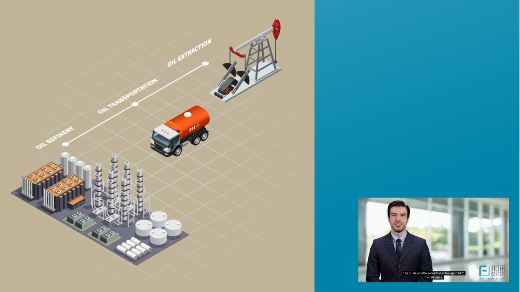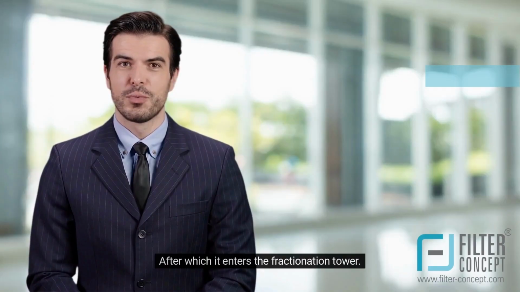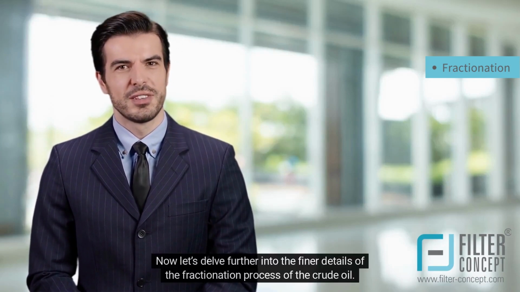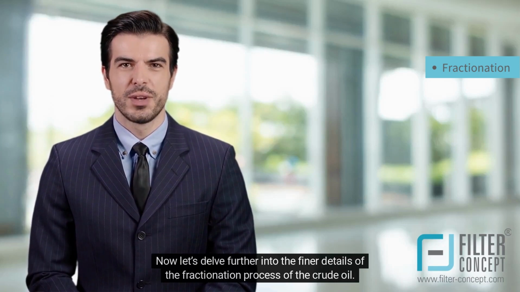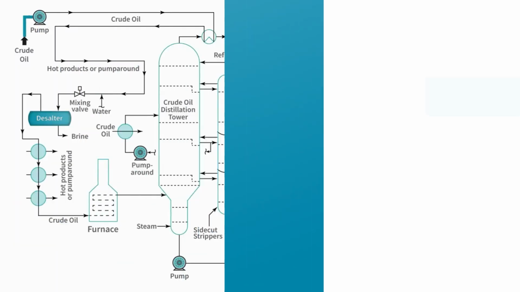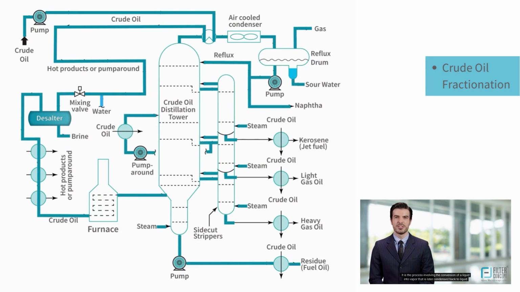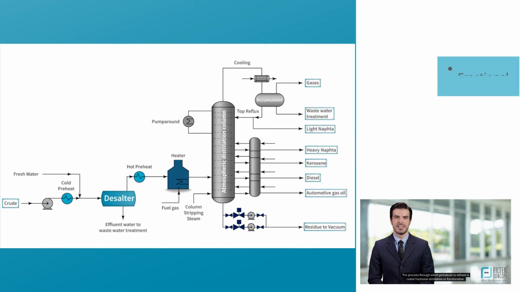The crude oil after extraction is transported to the refineries. It initially goes through the desalting process, after which it enters the fractionation tower. Now, let's delve further into the finer details of the fractionation process of the crude oil. The desalted crude oil goes through the distillation process. It is the process involving the conversion of a liquid into vapor that is later condensed back to liquid form. The process through which petroleum is refined is called fractional distillation or fractionation.